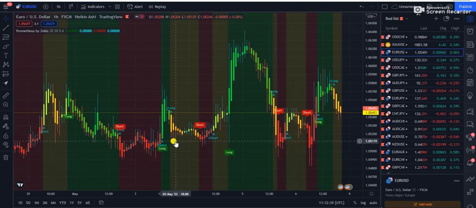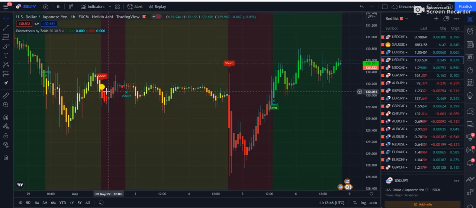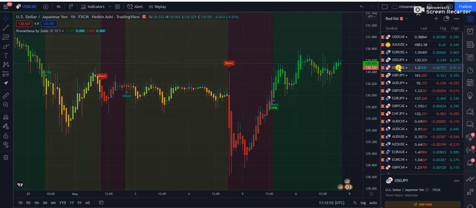So guys, you can see this was a ranging pattern that we have seen, so we need to choose good pairs. Look here, it was also ranging, here it was somehow good, but you can see the accuracy of the indicator is very good.